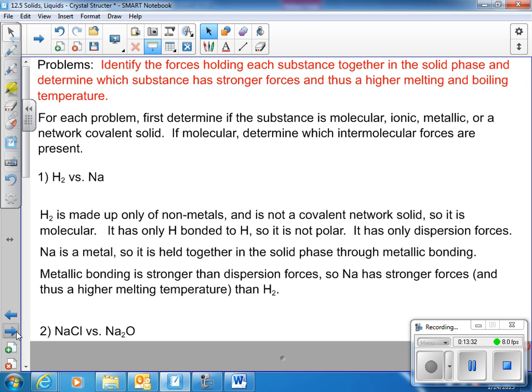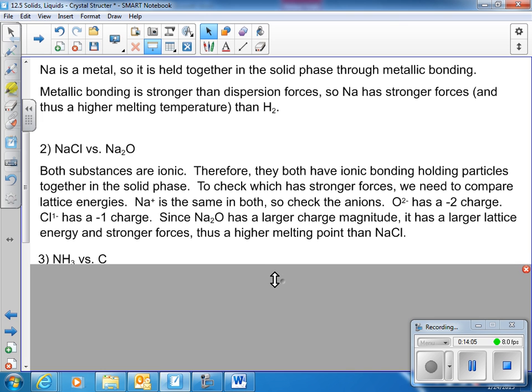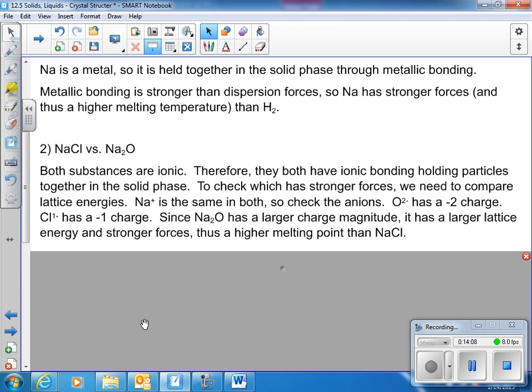Let's go back over. So Na, you look up Na, it's in the +1 column. Well, Na is the same in each of these, so we ignore the Nas. But the chloride, -1 charge, oxygen -2 charge. So who has the bigger charge magnitude? This one. We've got a +1 and a -2. So +1 times -2 is -2. +1 times -1 is only -1. This has a bigger charge magnitude, and therefore a higher melting point. And there you go. There's the summary of it all.